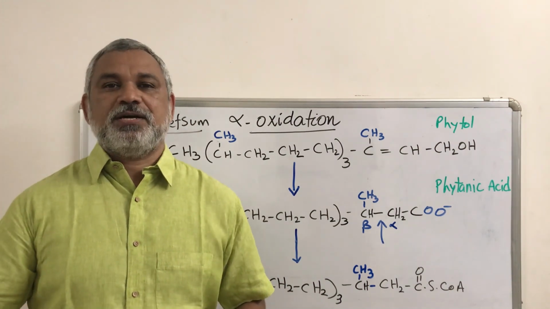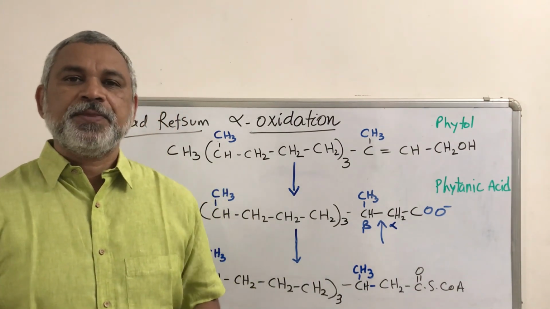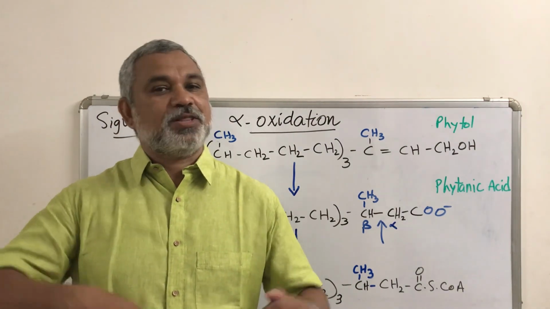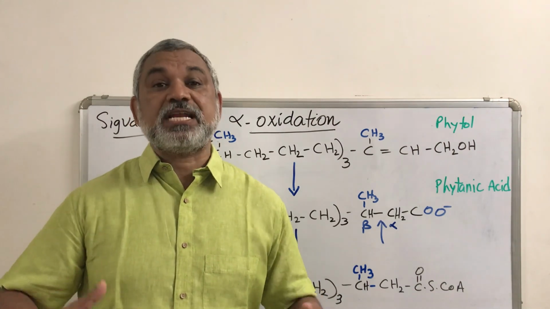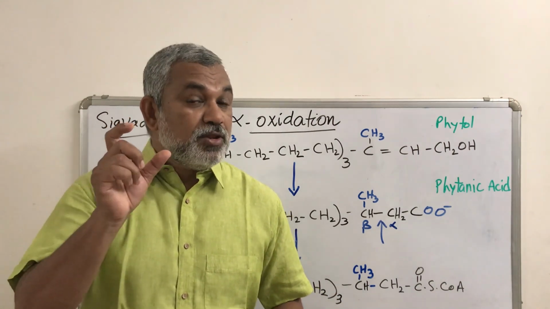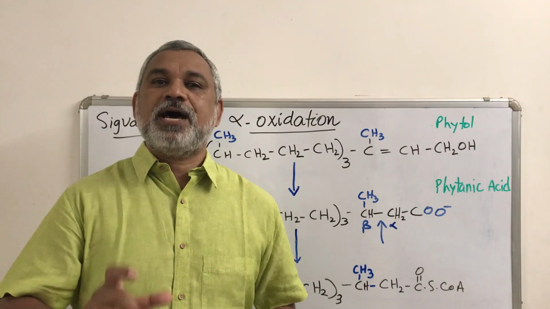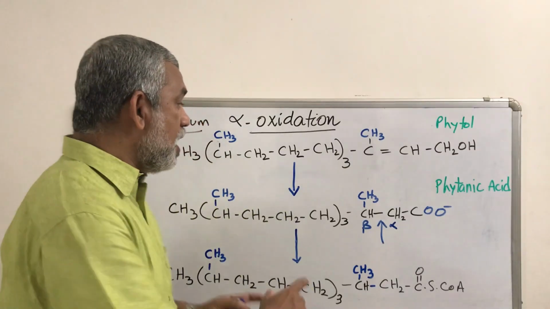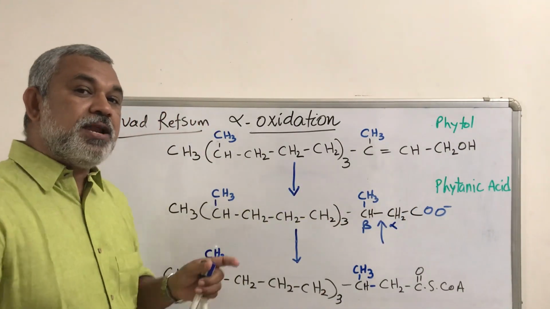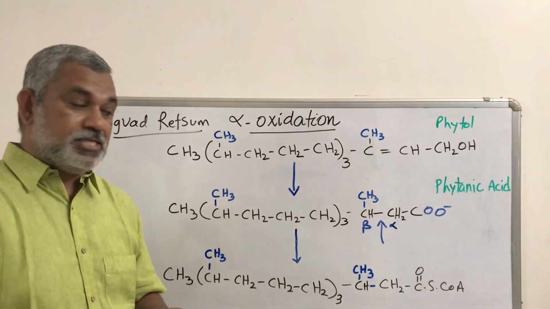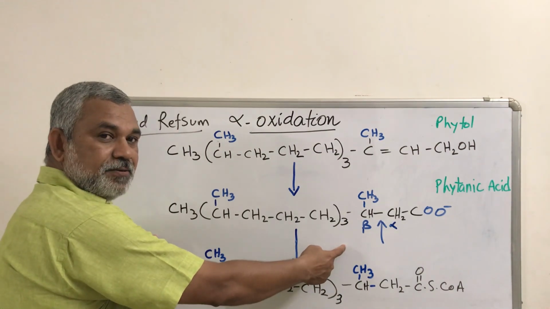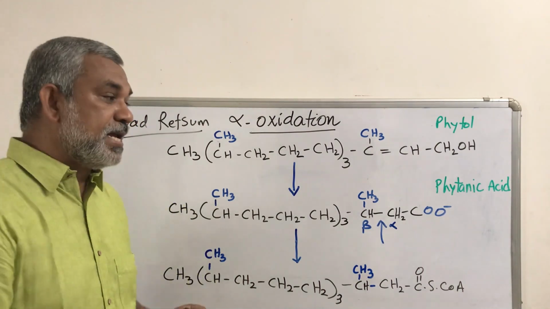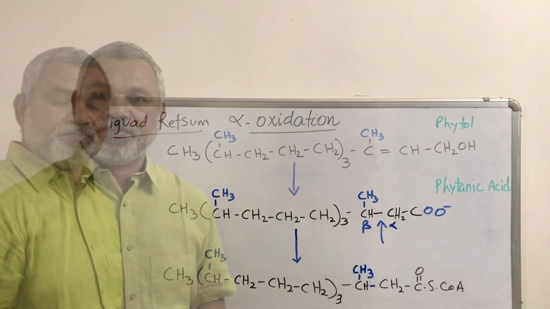A little bit about the occurrence of this fatty acid. This fatty acid basically comes from ruminant animals because they consume a lot of leaves that contain chlorophyll. When you look at the structure of chlorophyll, we know that it has a long phytol tail, and this phytol tail gets oxidized to become phytanic acid. So now we begin the discussion of the oxidation of phytanic acid starting from here.